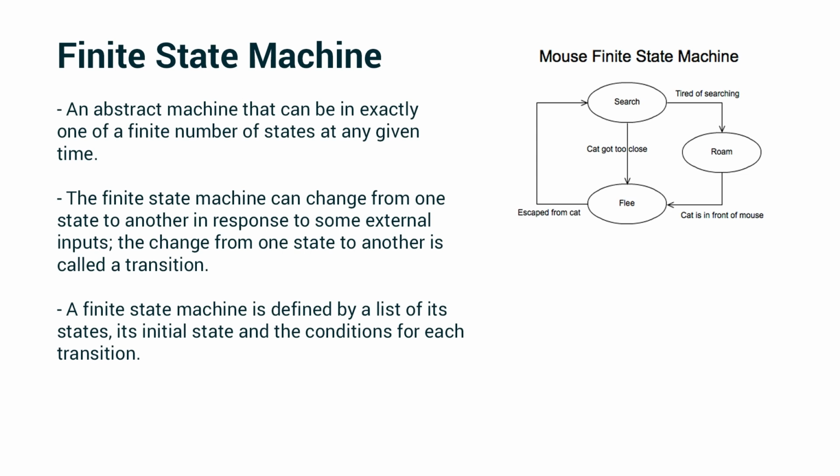So a finite state machine is an abstract machine that can be in exactly one of a finite number of states at any given time. The finite state machine can change from one state to another in response to some external inputs, and the change from one state to another is called a transition. A finite state machine is defined by a list of its states, its initial state, and the conditions for each transition.